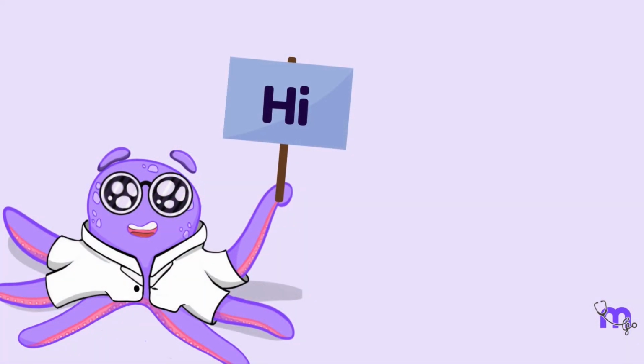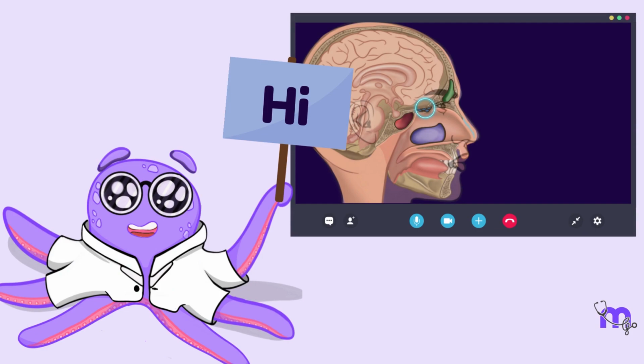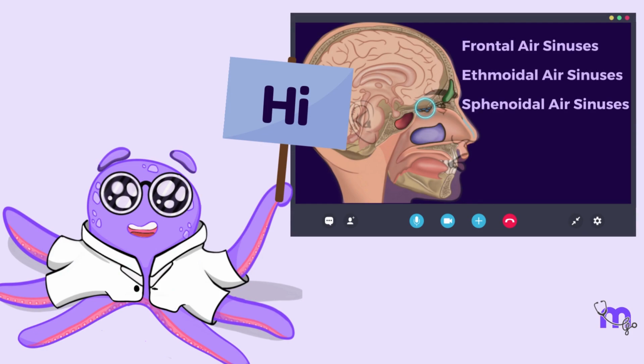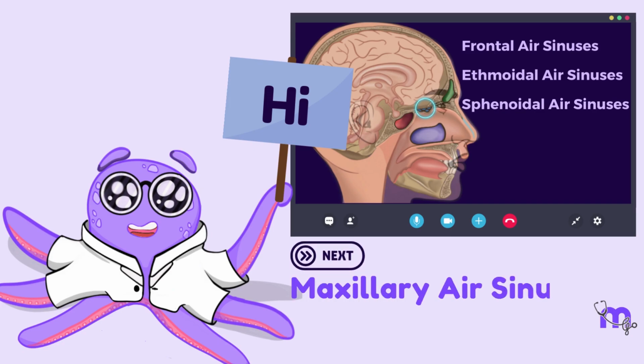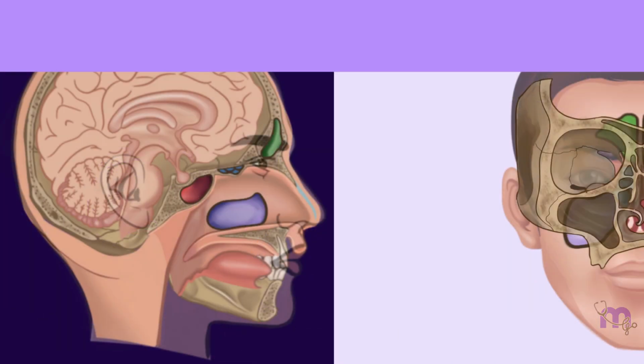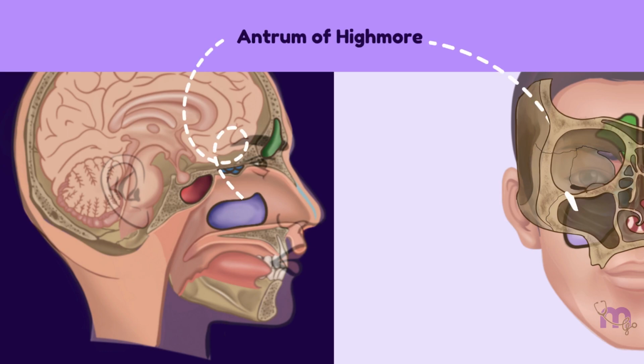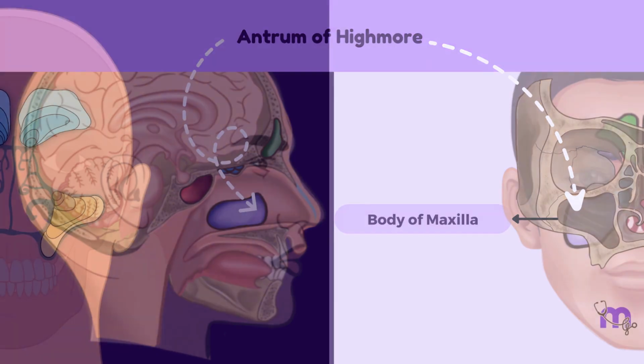Hi there! In our previous videos, we covered the anatomy of the frontal, ethmoidal, and the sphenoidal air sinuses. Next up, we have the maxillary sinus. This sinus, also known as the antrum of Highmore, is the largest of the paranasal air sinuses and is located within the body of the maxilla or cheekbone.